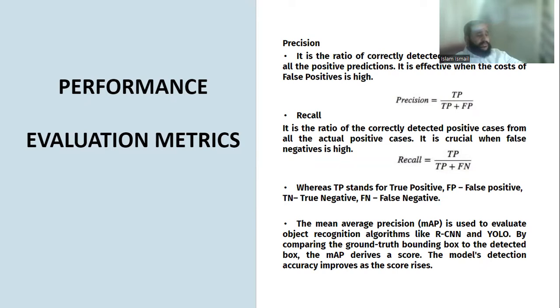mAP is used to evaluate object recognition algorithms like R-CNN and YOLO by comparing the ground truth bounding box to the detected box. The mAP gives a score. The model's detection accuracy improves as the score rises.